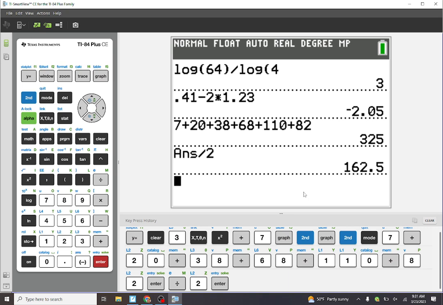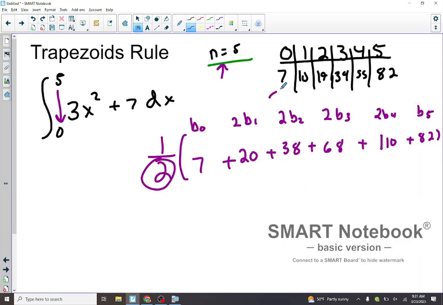What is finding the table? It got me these numbers really quickly. You could still just take 0, plug it in, 1, plug it in, 2, plug it in, 3, plug it in.